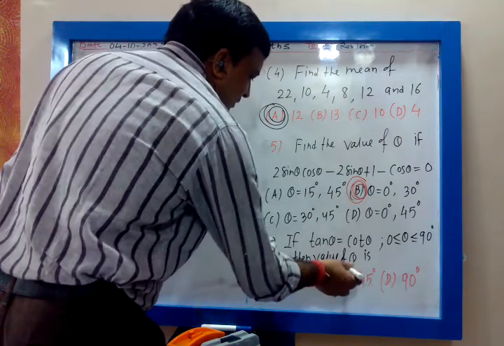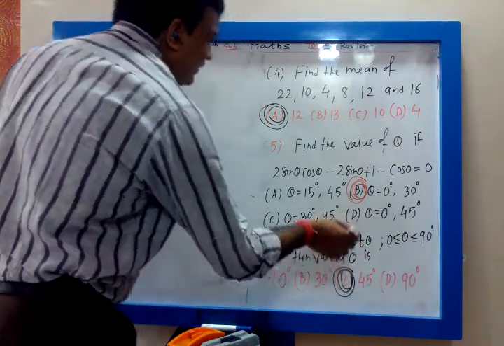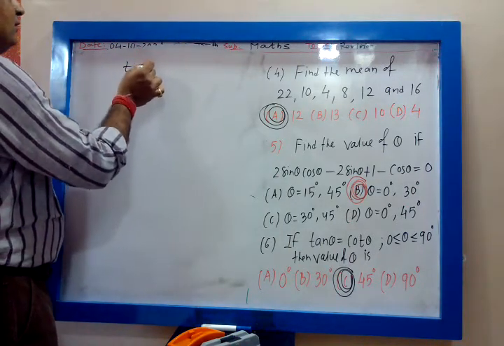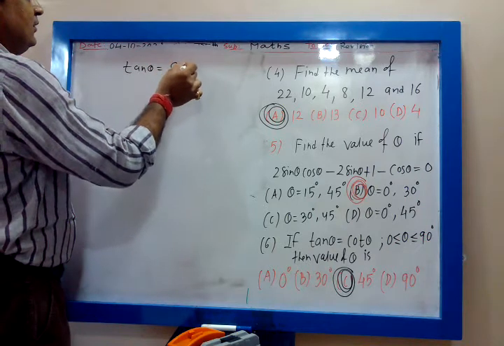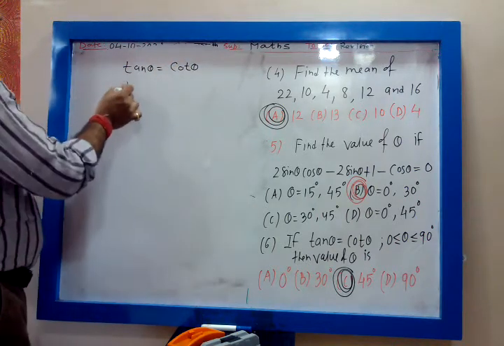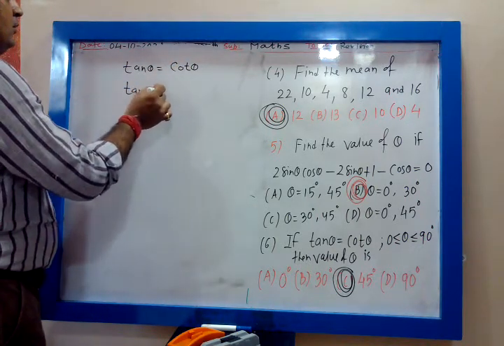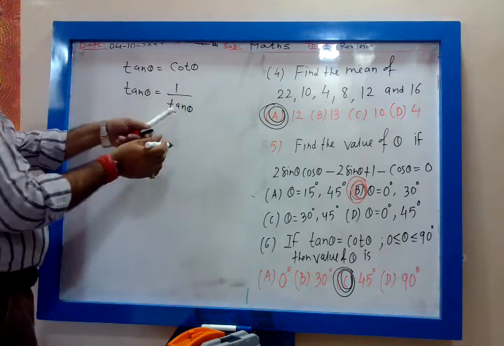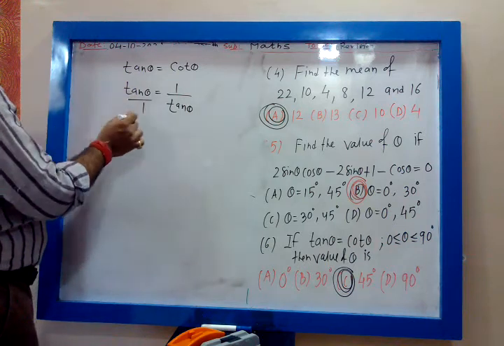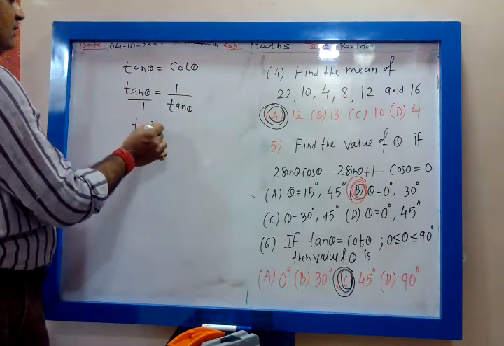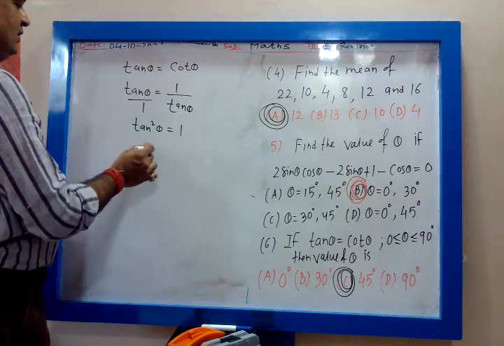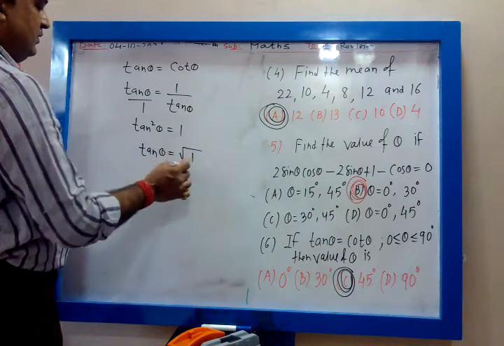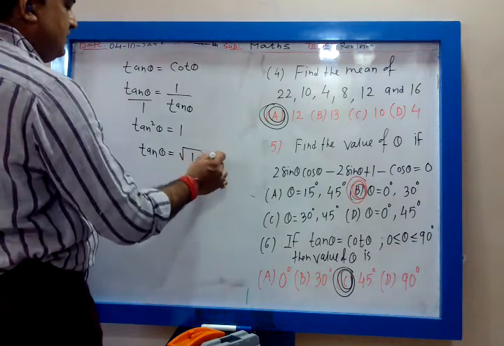Lock the option C, which means 45 degree. Let us see whether the locked option is correct. Tan theta is equal to cot theta. Correct? So tan theta is equal to cot theta, I can write 1 upon tan theta. When you cross multiply, you will get tan square theta is equal to 1. So tan theta is equal to square root of 1, that is 1.